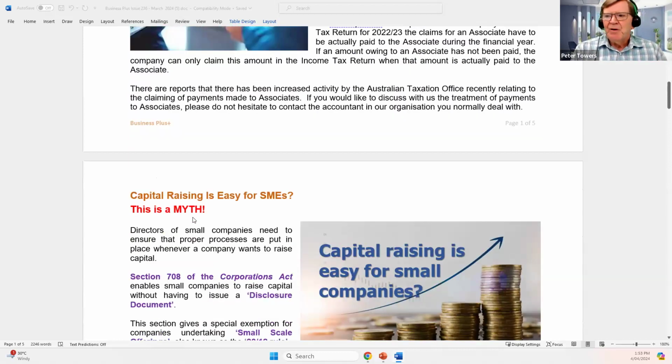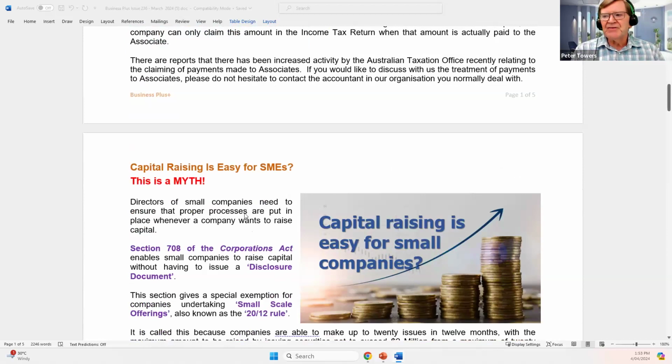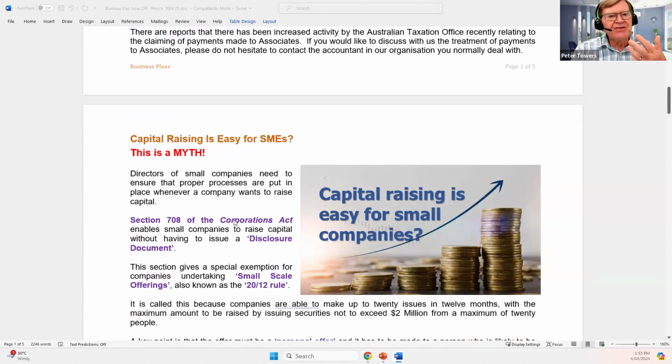We're having a bit of fun. We said capital raising is easy for SMEs. I've had a few people tell me it's easy, but I've never seen it easy for anyone. I think it's a myth. So we've detailed some comments there, because this was our introduction to talk about Section 708 of the Corporations Act.